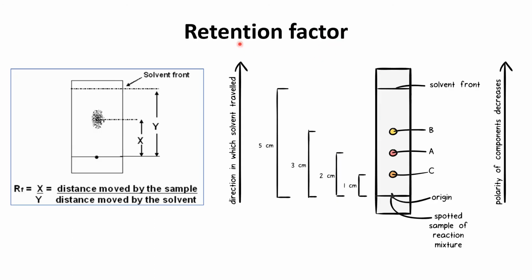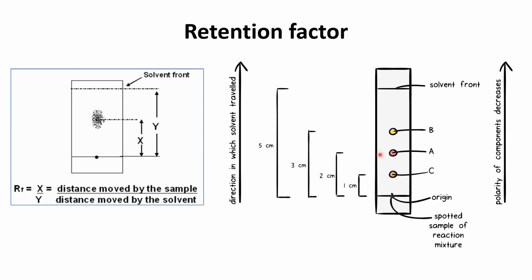Now let's see what the retention factor is. The retention factor is calculated as the distance moved by the sample divided by the distance moved by the solvent. For example, initially we put the spot, and this is the final spot after it has been dipped in the solvent, and this is the level to which the solvent has moved. Retention factor would be y divided by x.